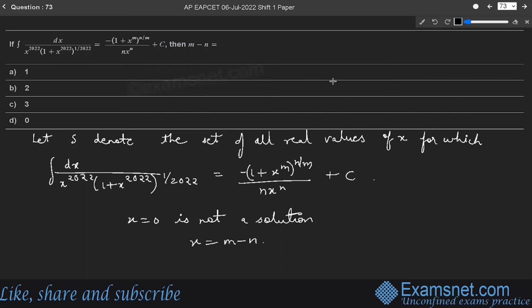Also, if we divide it by x^2021, the left side will turn into a convex function with a minimum at x equals 1, and the right side will be a constant. Therefore, we can say that x equals 1 is a solution. And we know that x is equal to m minus n. So there are no other roots for this question. Only a single solution, x equals 1. And since x is equal to m minus n, the value of m minus n is equal to 1, which is option A. So option A is the correct option.